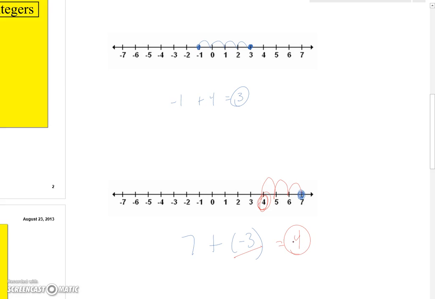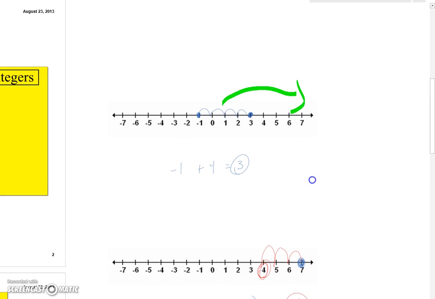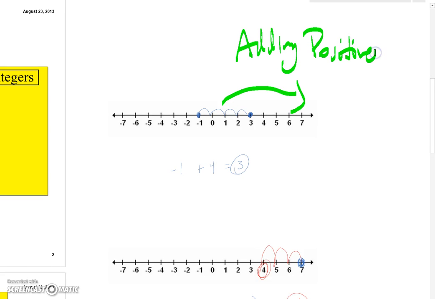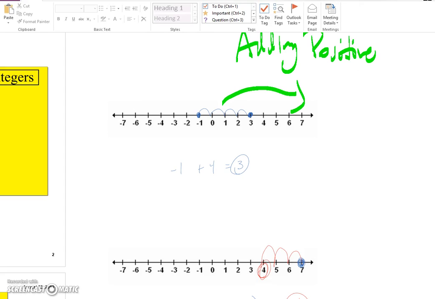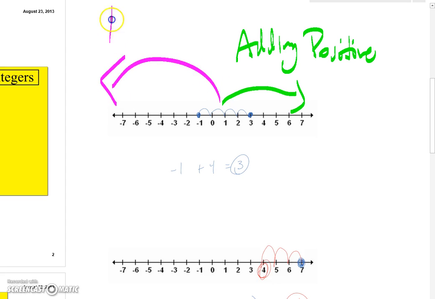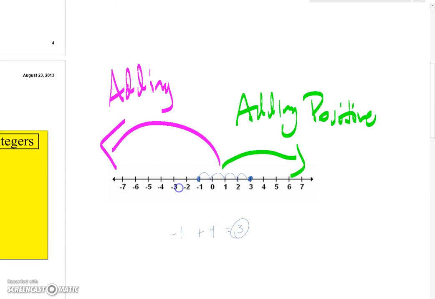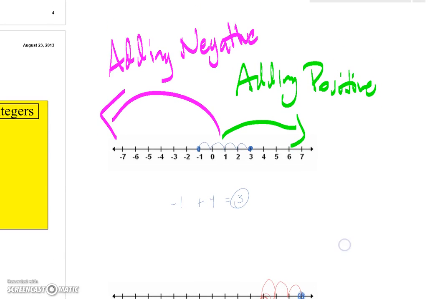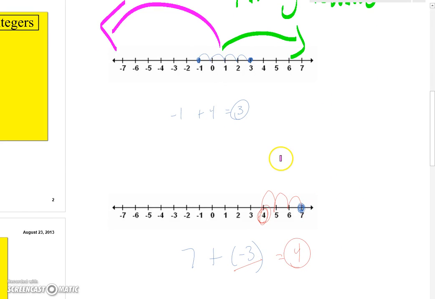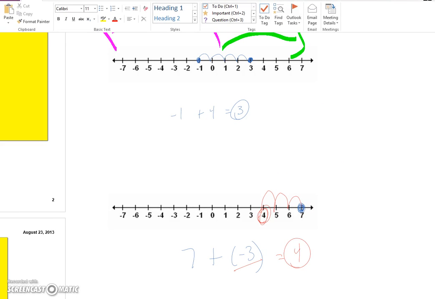So the first thing I want to get out of the gates is that when you add a positive number, we're going to go to the right like we did here. So adding positive numbers, we go to the right. But if we add a negative number, we go to the left. Adding negative numbers, we're going to go to the left on the number line. So adding negative to the left, adding positive to the right. Again, we added 4, so we went to the right. We added negative 3, so we went to the left. So there you kind of see it on the number line.